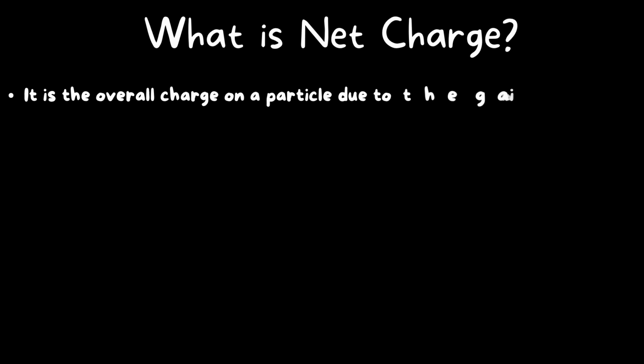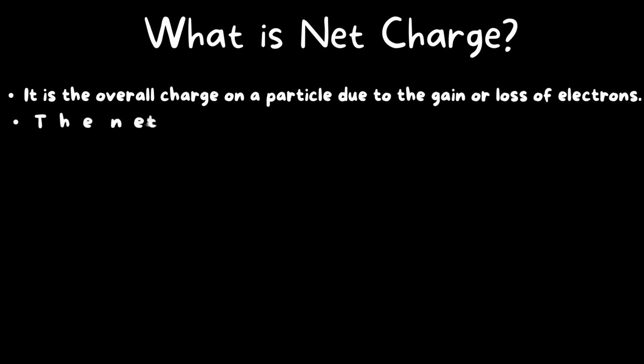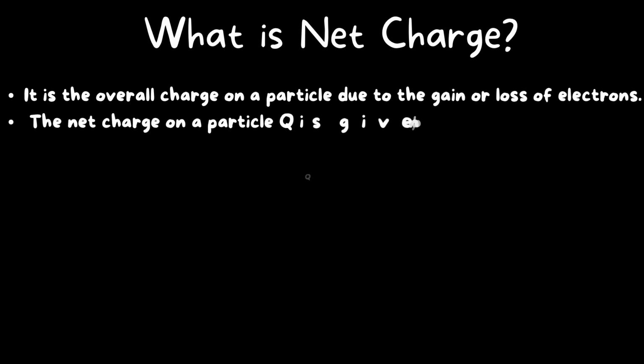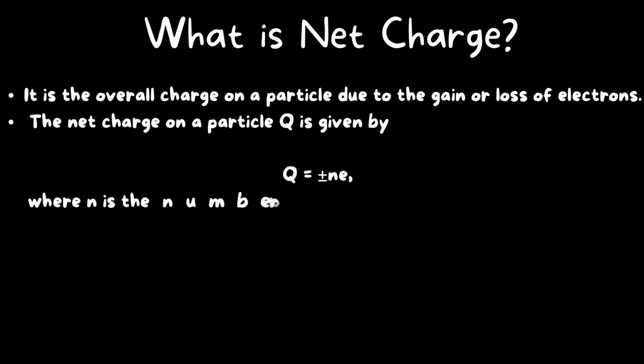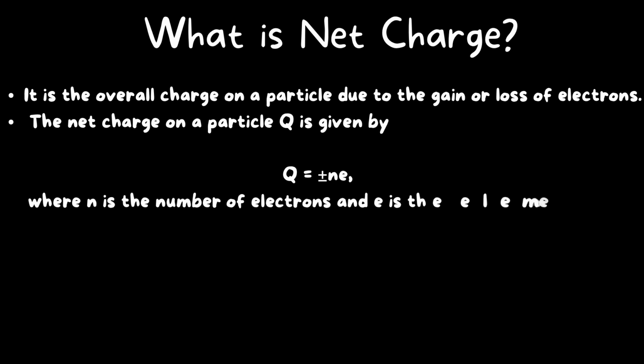What is net charge? It is an overall charge on a particle due to the gain or loss of electrons. And the net charge on a particle Q is given by Q equals plus or minus Ne, where N is the number of electrons and e is the elementary charge. And with this formula, you have to be careful because it isn't given to you in the exam booklet, so I highly recommend you learn it.